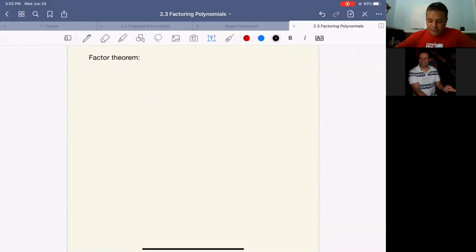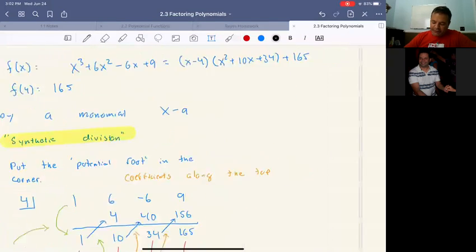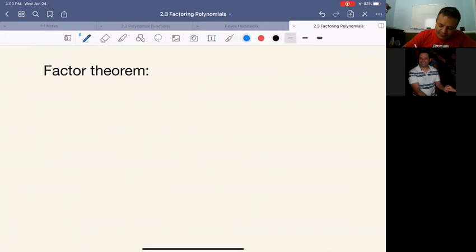All right, so the factor theorem. With the factor theorem, that's sort of what we were talking about over here. Okay, so the factor theorem says, given a polynomial, x minus a is a factor if and only if f of a equals 0.